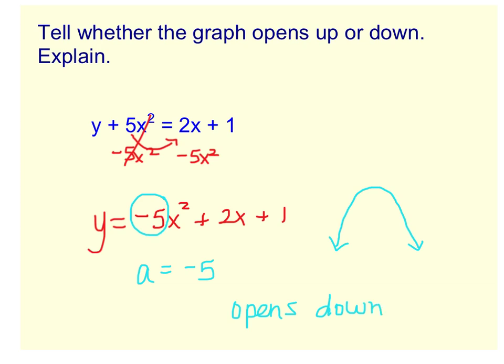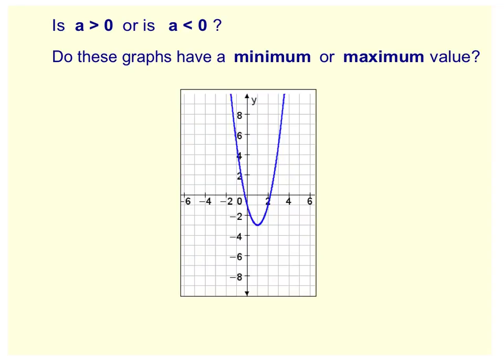Well, actually, that's all they asked us to answer. It opens down, so we've got that answered. But we also can tell that because it opens down, you can see that you've got a highest point on your graph up here. So that means that it has a maximum. And we'll talk about how to find what the maximum value is.